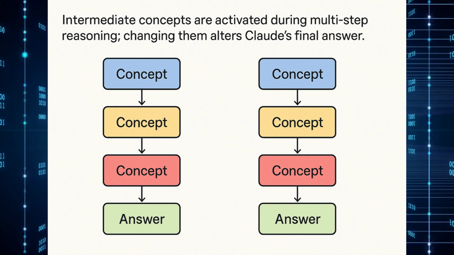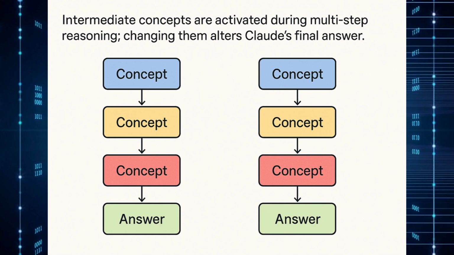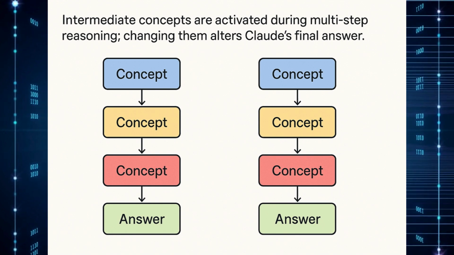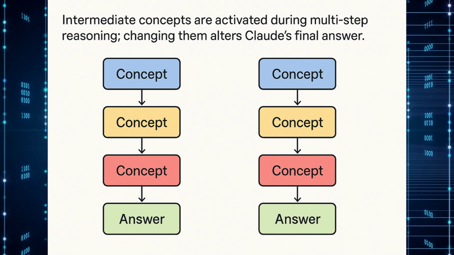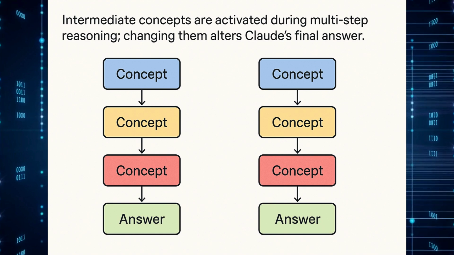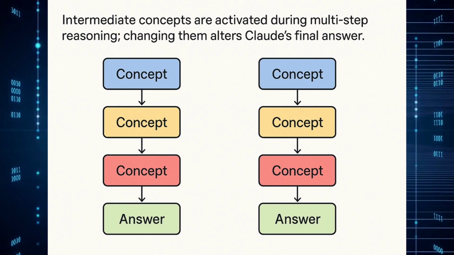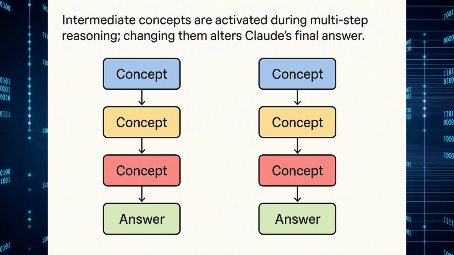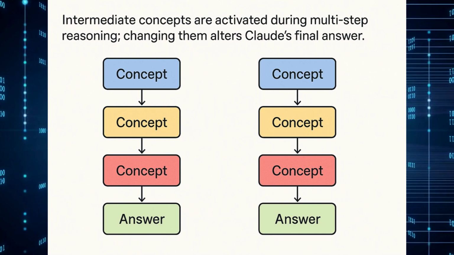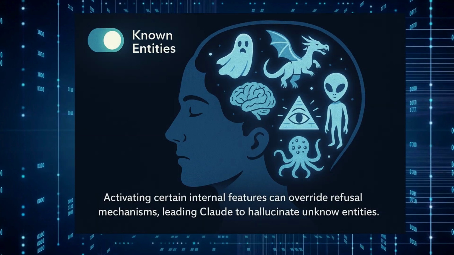And what's cool is that they could actually swap out an intermediate concept. Like they could change Texas to California, and the final answer would change accordingly. Wow. And so that really suggests that this is genuine logical inference happening. It's not just recalling facts. It's like actually figuring it out. Yeah. It's understanding these relationships between concepts. That's pretty amazing.